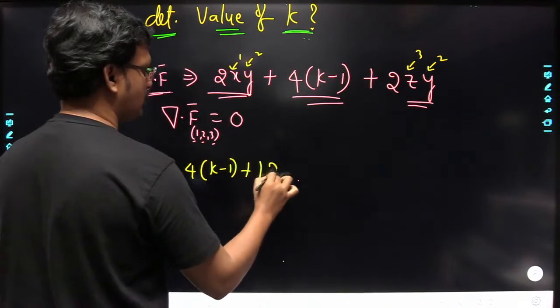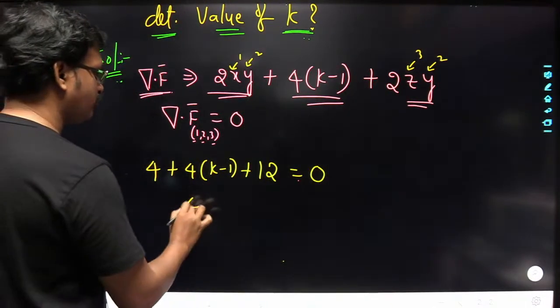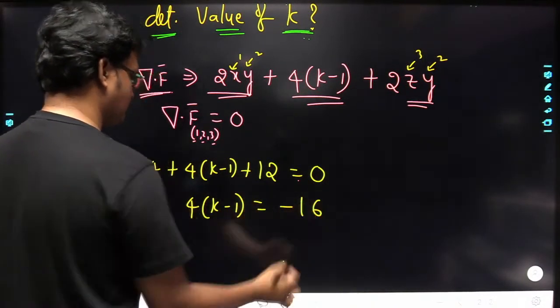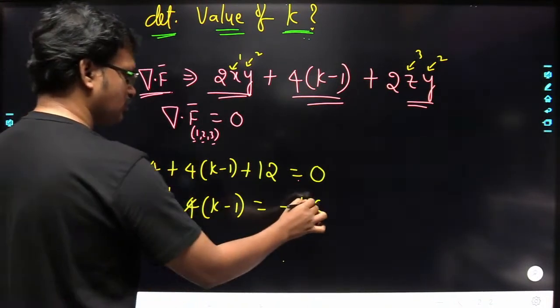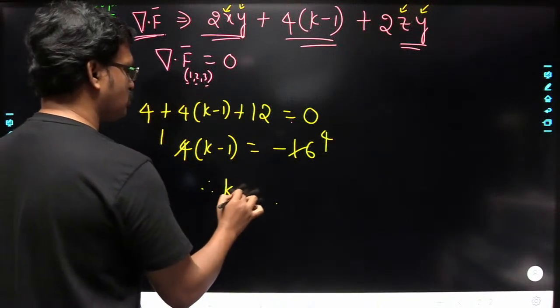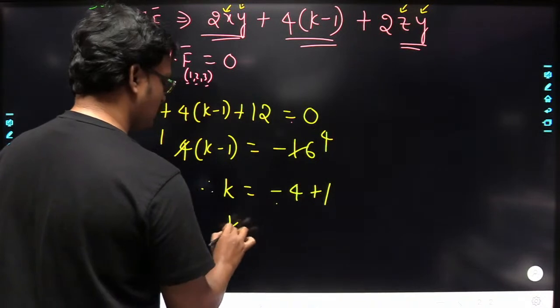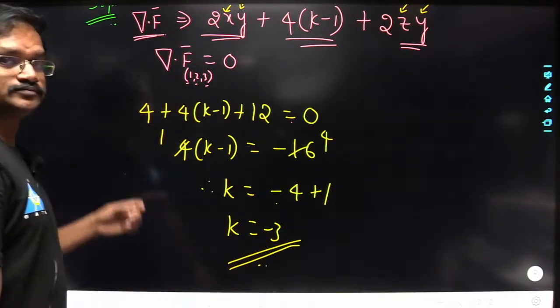This must be equal to what? This must be equal to 0, right? So 4 into k minus 1 is equal to minus 16, yes or no? Okay, so 4 ones are 4, 4 fours are 16, so therefore k is equal to what here? K is equal to minus 4 plus 1, that is, k is equal to minus 3, yes or no?